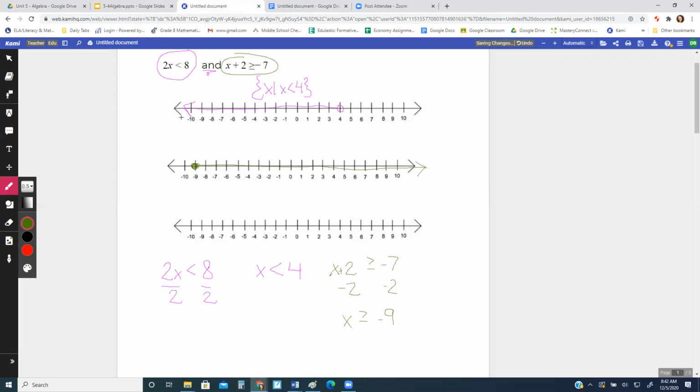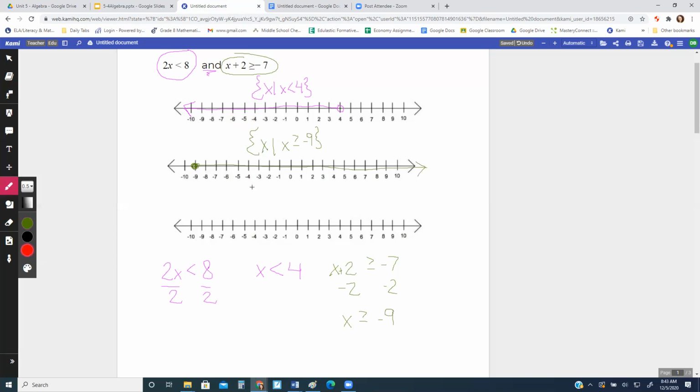So if I was able to take this line down and move it on top of this one, I would have the intersection between those two. So this one, I forgot to write it, is x such that x is greater than or equal to negative 9.